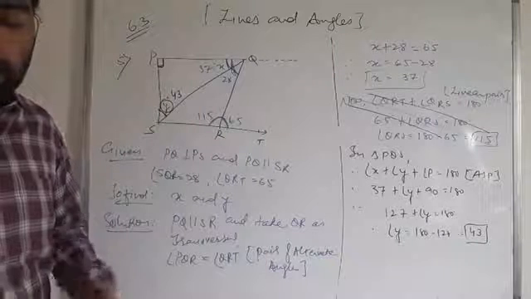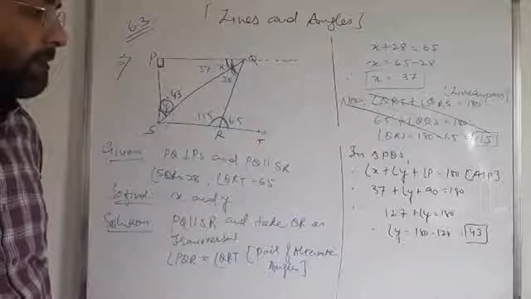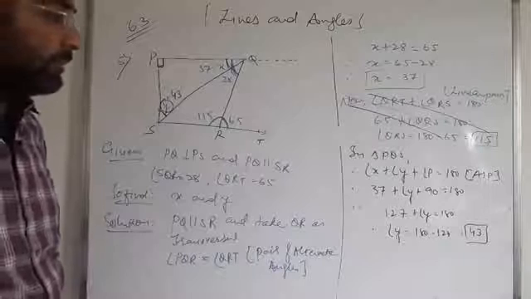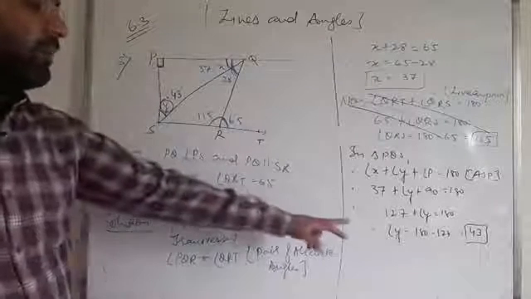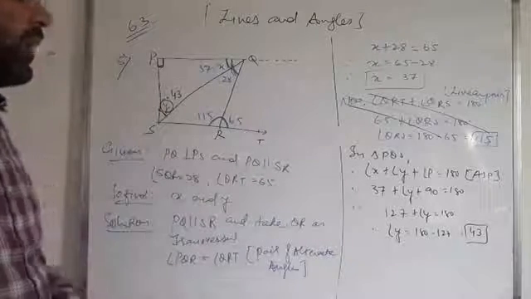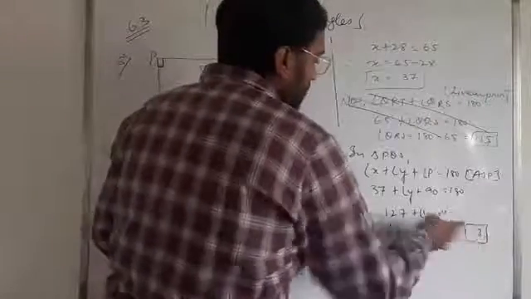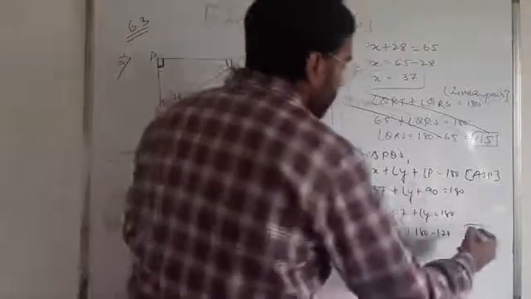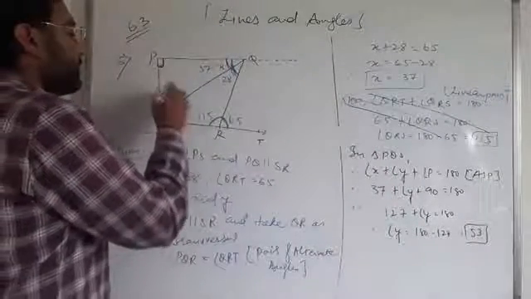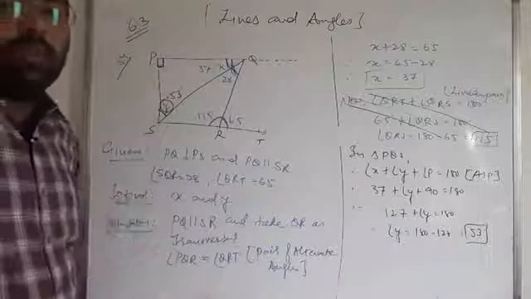Please note down this fast. 180 minus 127, please note down that correction: that is not 43, that's 53. That's my mistake. That's 53 degrees. Please note down this fast.